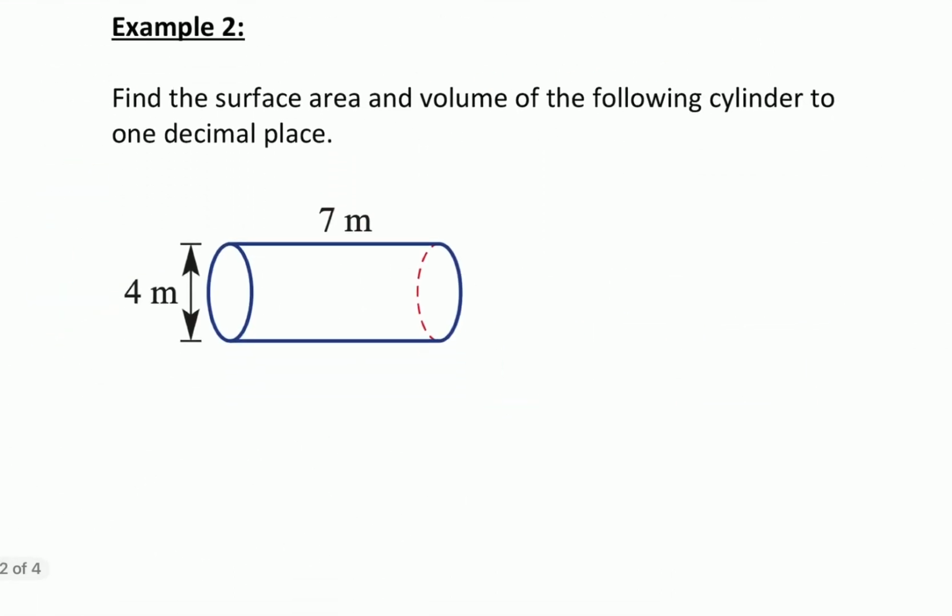Example 2, it says find the surface area and volume of the following cylinder to 1 decimal place. So it's basically the exact same as the previous question. This time we're rounding to 1 decimal place. All right, so surface area, we already know the formula for surface area. We need to find the area of the 2 circles on either end of the cylinder, so that's 2 pi r squared, plus we need to add on the area of the curved rectangular face, so the curved face. And we know that the dimensions of that rectangle are just the circumference of the circle, 2 pi r, times the height of the cylinder.